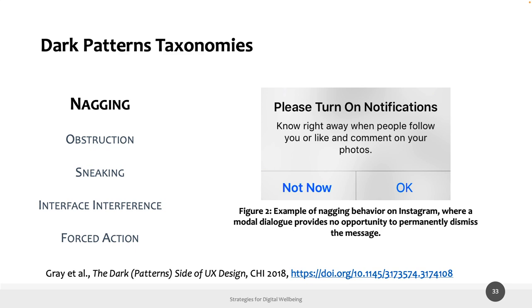Here is an example extracted from the paper, an example of a nagging behavior on Instagram where a pop-up provides no opportunity to permanently dismiss the message, okay? So there is this pop-up, please turn on notifications. I can say, okay, turn on. I can say, not now, but I cannot say, okay, don't display this message anymore. And so this option is missing, and I will constantly receive this pop-up. I don't know if it's still the same on the platform, but anyway, at least in 2018, it was true.